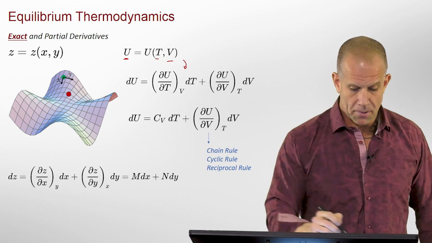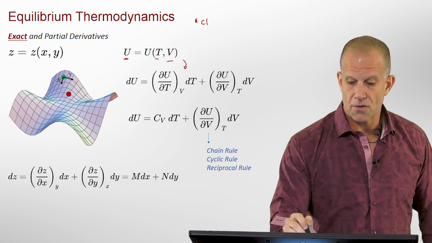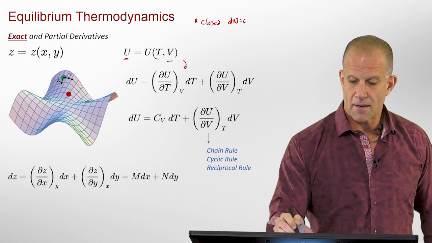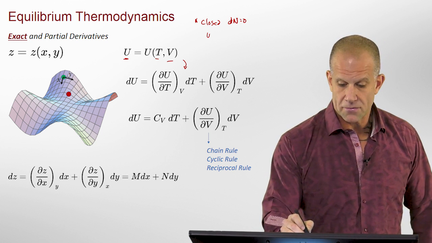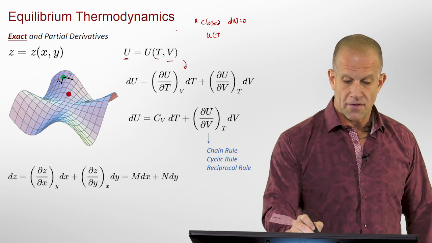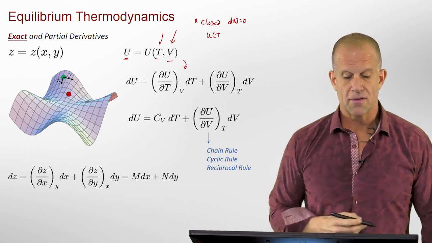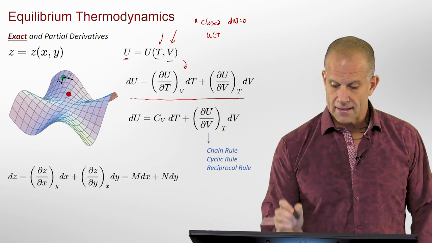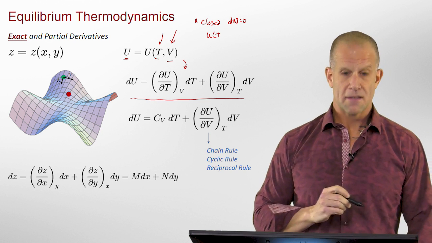So this is implying something like a closed system, so there's no change in the number of moles. This would normally be dependent also, so we can define it with two variables, and in this case we'll do the volume and the temperature. And now, because it's an exact differential, we can write it as this.